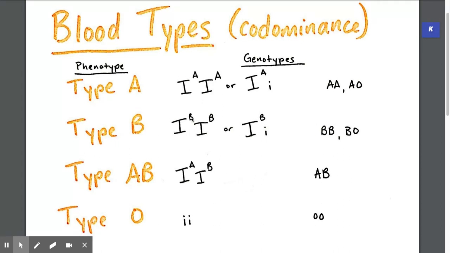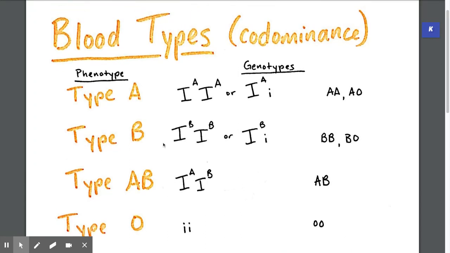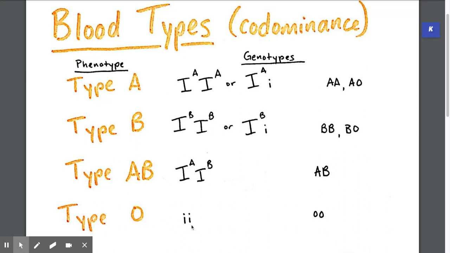If we move to type B, very similarly, we have these superscripts BB that would give you type B blood. And we have the superscript B with the little i. And again, BB gives you type B blood. BO also gives you type B blood. In terms of AB blood, this one's a little bit simpler. You have the A antigen and the B antigen, and that gives you type AB blood, simplified over here. And lastly, we have type O blood, which is just this little i, or OO.